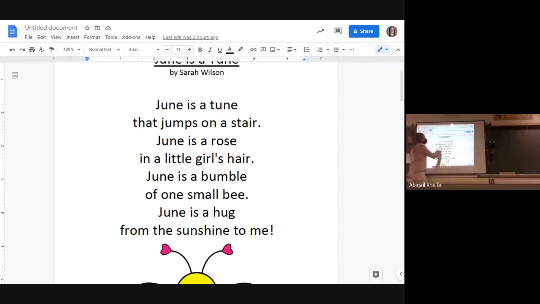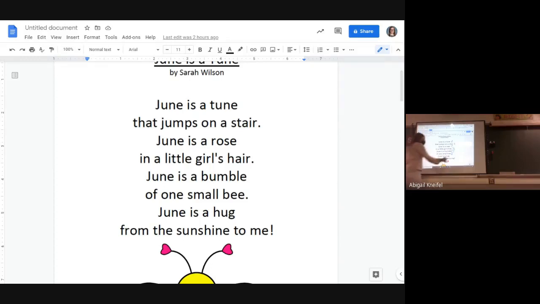But our next one is that jumps on a stair, so that is line B. What rhymes with jumps on a stair, Mia? And a little girl's hair. So this is also a B. How about June is a rose? That would be a line C, because obviously A, B, C. Is there another C line? No. All right, June is a bumble of one small bee. What's that? D. Is there another D line? No. Of one small bee. What's that line? E. Is there another E? Me.